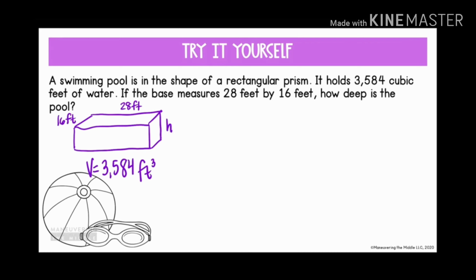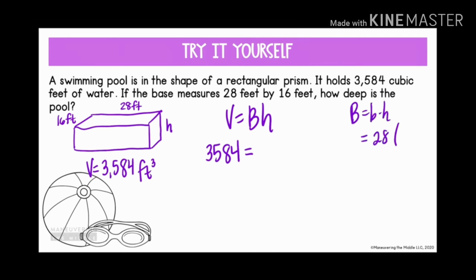So I'm going to go ahead and use my formula. I'm going to plug in the volume since it tells me what the volume is. And then I'm looking to see if I know the area of the base or the height. Well, the problem tells me that I'm looking for the height. And it doesn't give me the area of the base, but it does give me the dimensions of the base. So I can find the area of the base by multiplying 28 by 16. It gives me 448 feet squared.